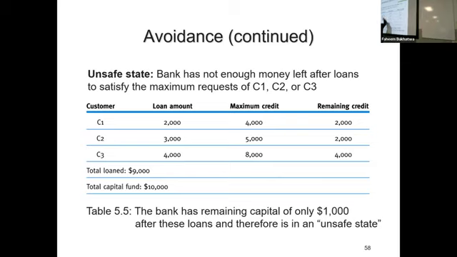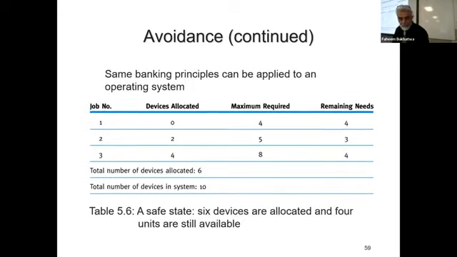This guy got 2,000, this got 4,000. The total we gave out is 9,000. We only have 1,000 left. Can we accommodate any of them? None of them. The system is not in a good state. Sometimes, because if this guy only got 2,000 out of the 3 and then, no. Okay. So anyway, this system is not in a safe state.